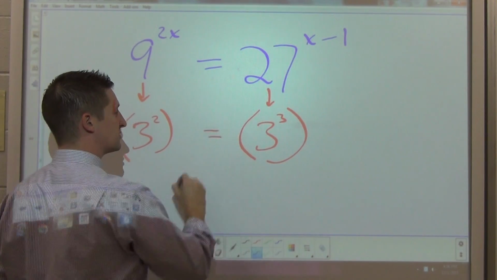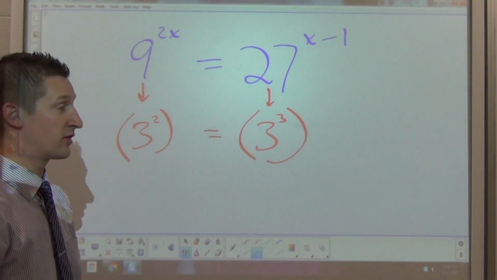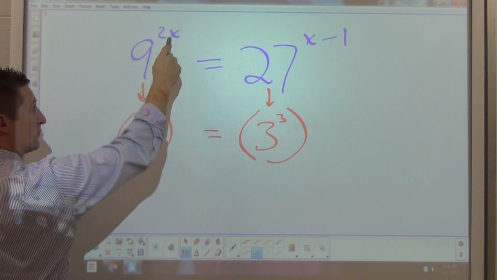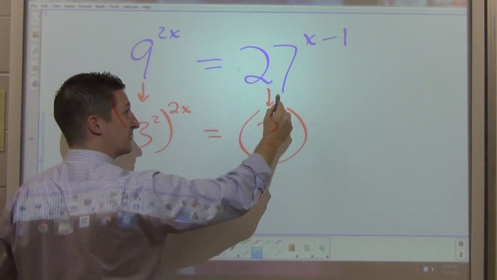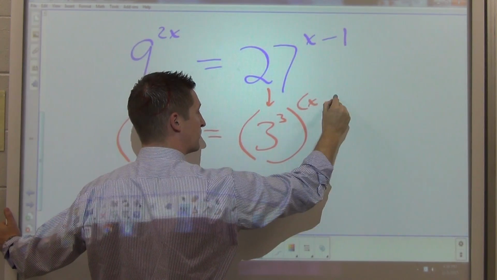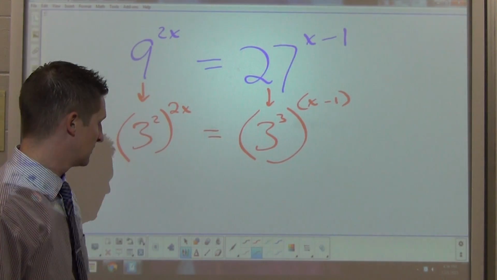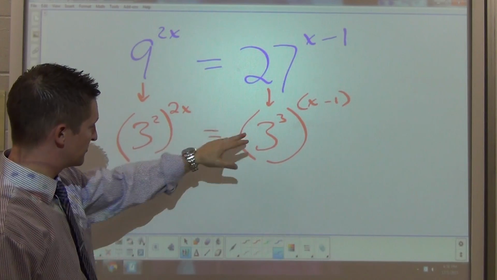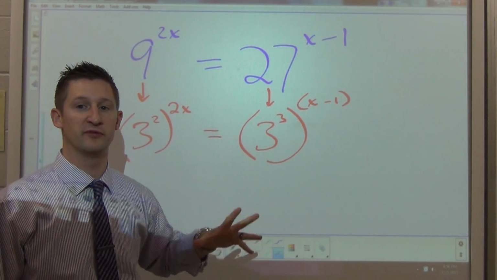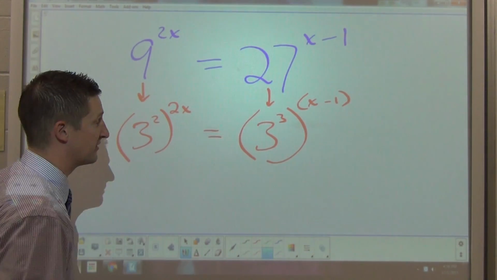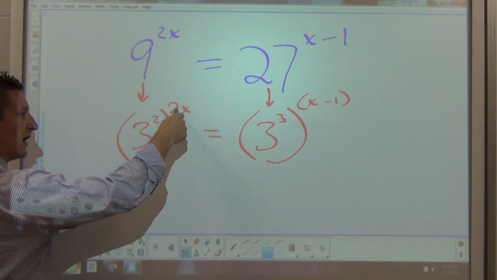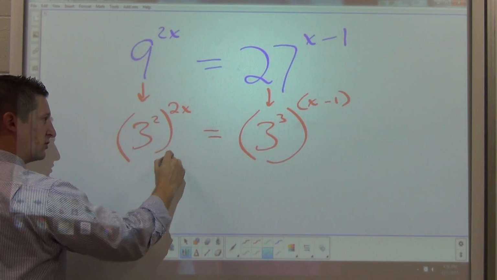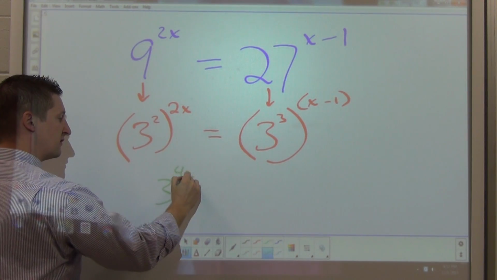So now these equations are both written with bases of 3. Well, 3 squared, or 9, was raised to the 2x power. Over here, 3 cubed, which is the same as 27, was raised to the x minus 1 power. Now, as I look at these expressions, I notice parentheses. I'm going to look to simplify using some properties of exponents. When I have a power raised to another power, I multiply the exponents together. So I'll take 2 times 2x and rewrite that as 4x.